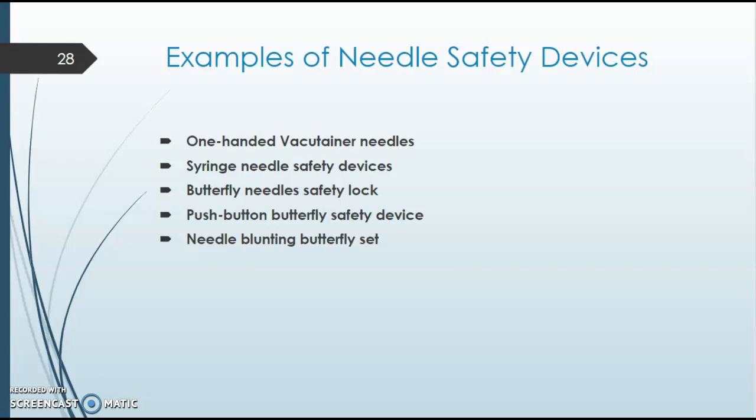Examples of needle safety devices. You have your one-handed Vacutainer needles. That's typically what we use. And so there's less back and forth. You only have one hand attached to that needle at all times. If you're right hand dominant, it will typically be your right hand. If you're left hand dominant, it will be your left hand. But that way there's no transfer of the needle, open needle, between both hands.